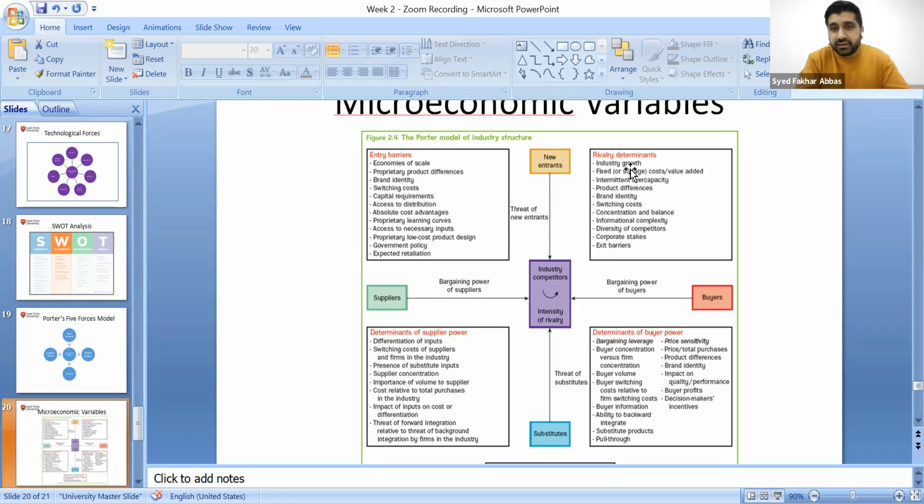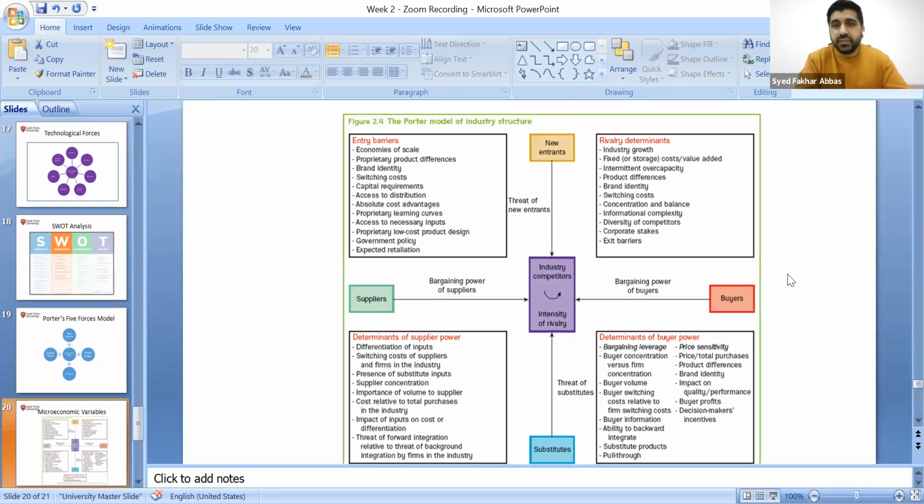Then rivalry determinants. Here we can see industry growth, fixed cost, value added, product differentiation, brand identity, switching cost, concentration and balance, information complexity, diversity of competitors, corporate stake, exit barriers. So these are all factors that come under rivalry determinants.